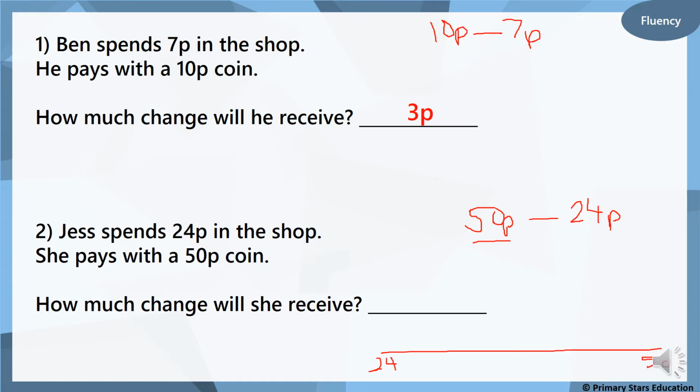Do your number line. So you could do 50 to 40 is 10. You could go down to 30, that's 20. Oh, sorry, no, that's 10. And then 30 to 24 is 6. So you've got 10, 26. So she'll get 26p change.